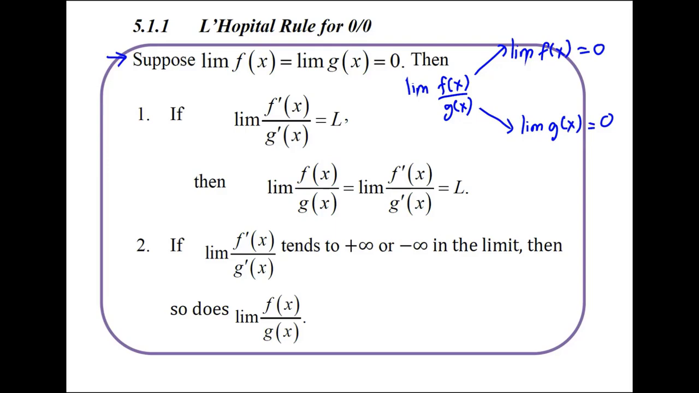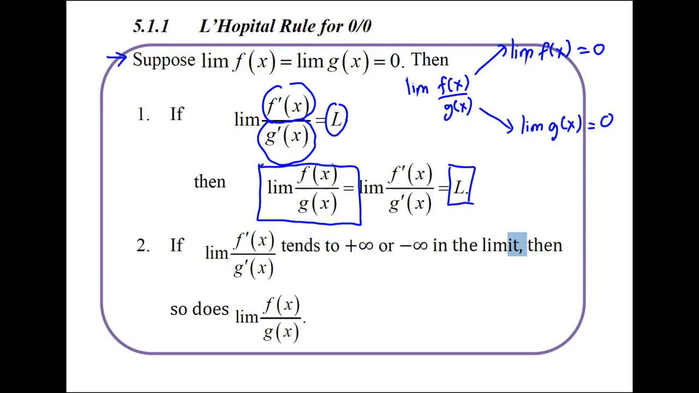Then what you have to do is differentiate f, so you get f prime x, and then differentiate g, you get g prime x. Then you take the limit of f prime x over g prime x, and you will get L. So the answer for the limit of f(x) divided by g(x) is equal to L.